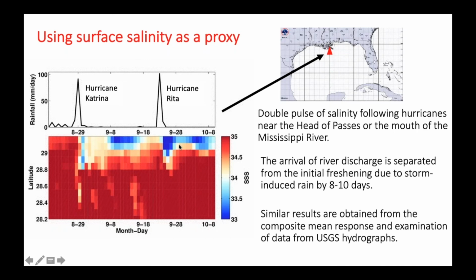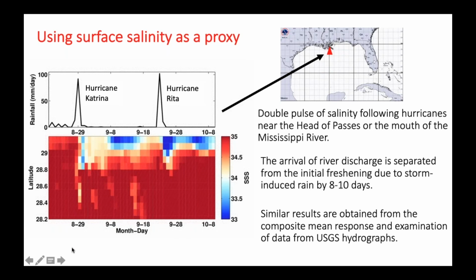And this is not just for these two storms. The same thing is seen when you look at a composite mean, and this double pulse of salinity is a characteristic feature that happens here after almost every hurricane. We have also verified this response using gauge data from USGS hydrographs at Belle Chasse and Tarbert Landing, again suggesting that the flooding of the river happens approximately a week later. This is nice because it allows us to separate these two effects on sediments.